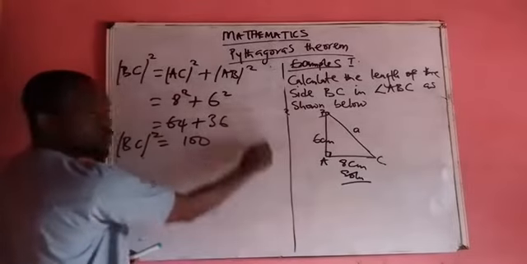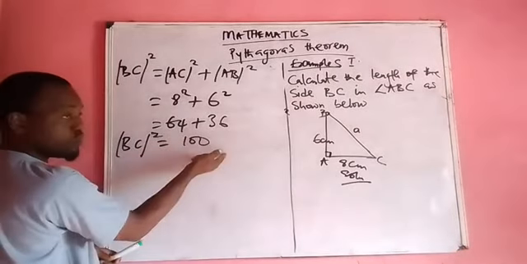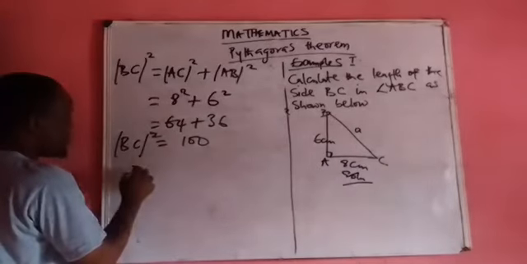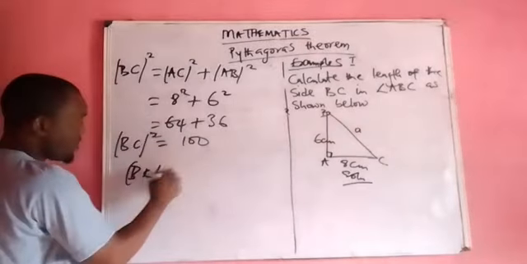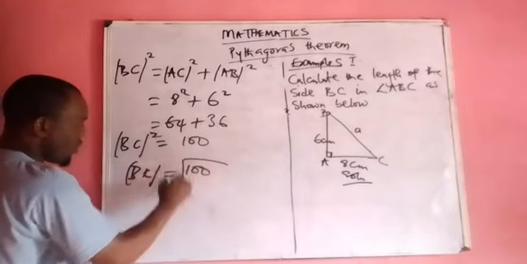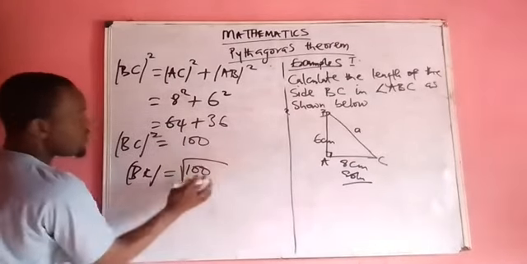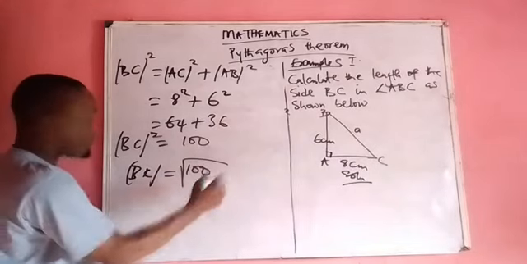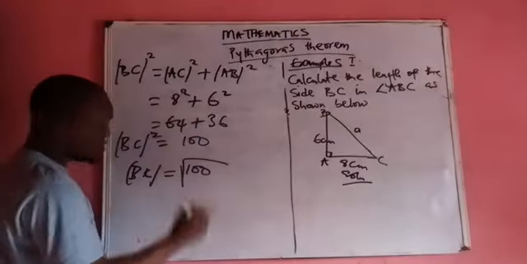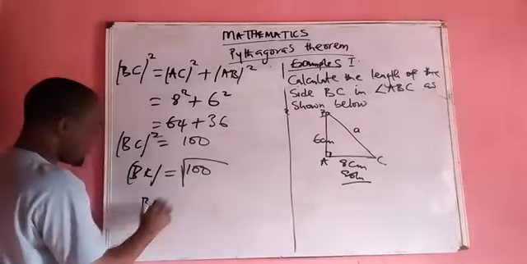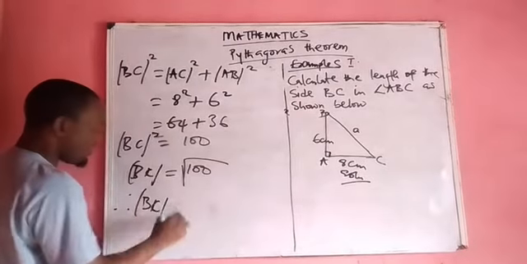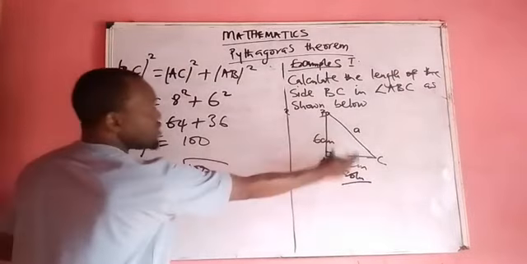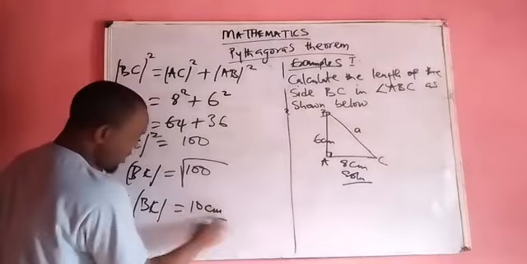So if I take this square and cross this equal to come this way, it will become the square root of this. So we'll now say side BC, I'm taking the square now, is equal to the square root of 100. The moment this square crosses, it becomes the square root of everything at this side. Now, what is the square root of 100? The square root of 100 is 10. So therefore, we say that side BC is equal to 10. What was the unit they gave us? They gave us in centimeters, so centimeter.